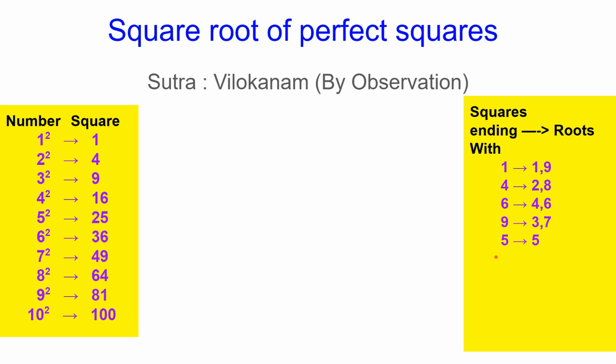And by observation, we can see that no square is ending with 2, 3, 7 and 8. That means the perfect square does not end with 2, 3, 7 and 8.